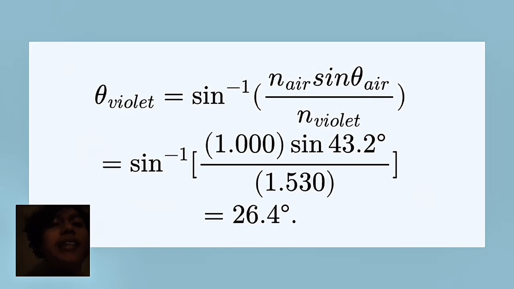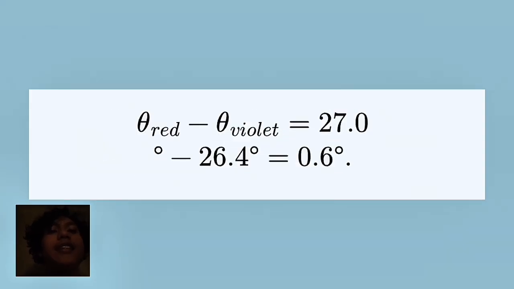Similarly, the angle of refraction for the violet part of the beam is theta sub violet equals sine inverse of n sub air times sine theta sub air divided by n sub violet. That is equal to sine inverse of 1.000 times sine of 43.2 degrees divided by 1.530, which equals 26.4 degrees. So the difference between these two angles is theta sub red minus theta sub violet equals 27.0 degrees minus 26.4 degrees, which equals 0.6 degrees.